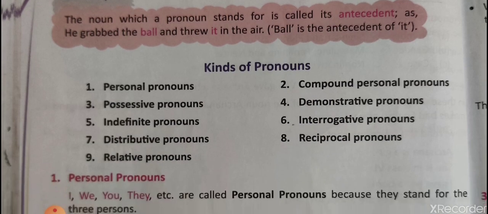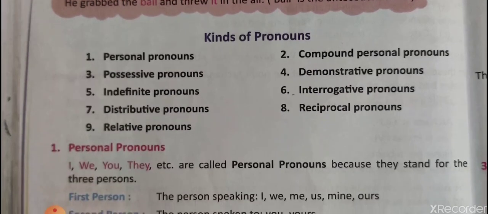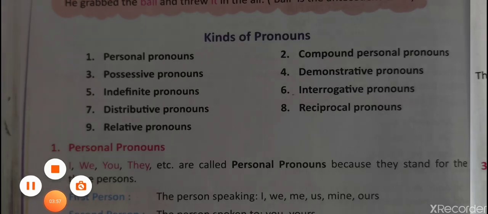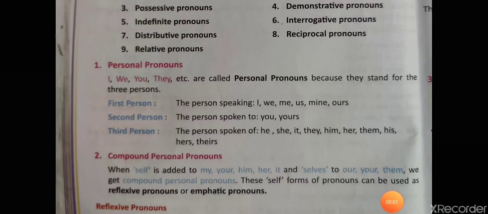Next is the kinds of pronoun. So there are 8 kinds of pronouns. First is personal, second is compound personal pronouns, third is possessive pronouns, next is demonstrative pronoun, 5th is indefinite pronoun, 6th is interrogative pronoun, distributive pronoun, reciprocal pronoun, and relative pronoun. These are 9. So we'll study about them one by one. Okay, so the first one is the personal pronouns.